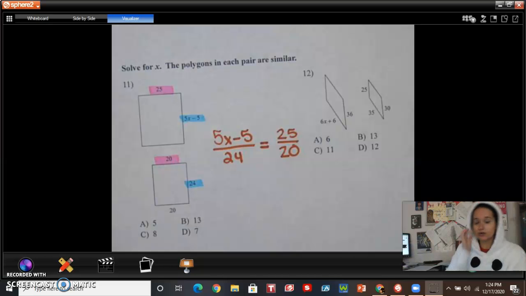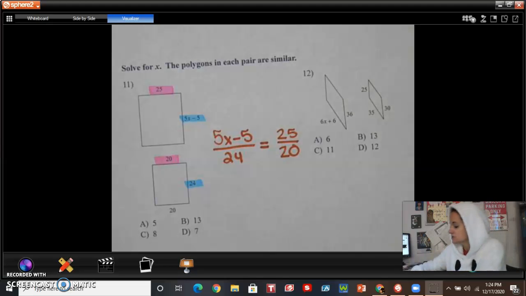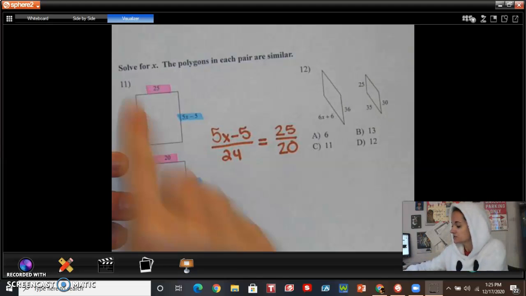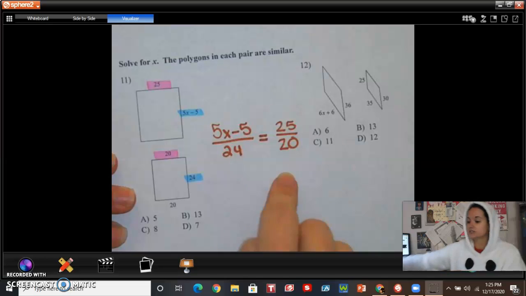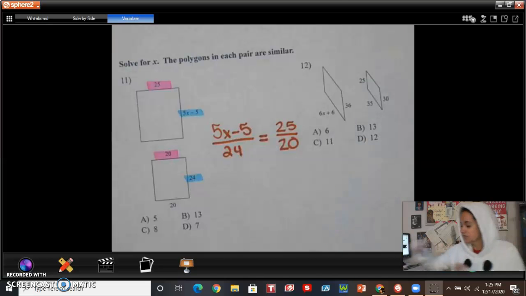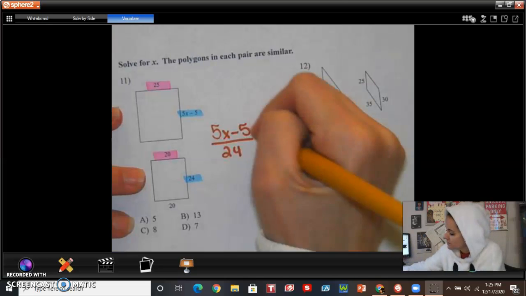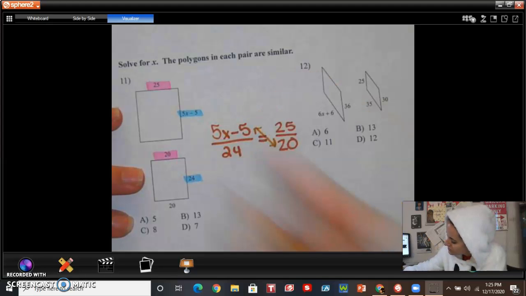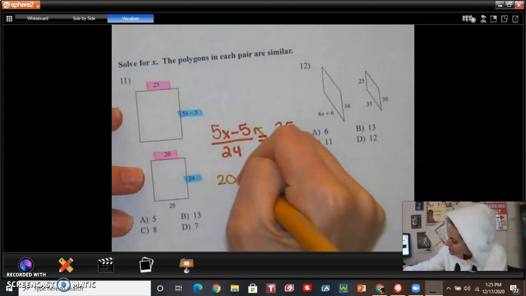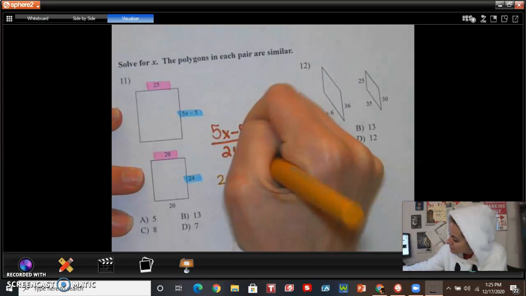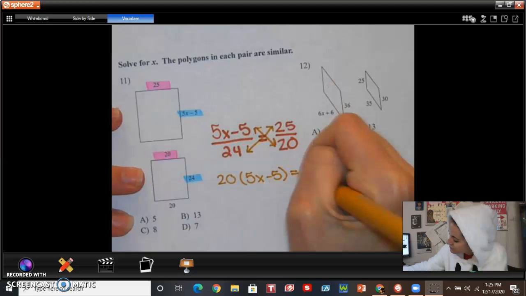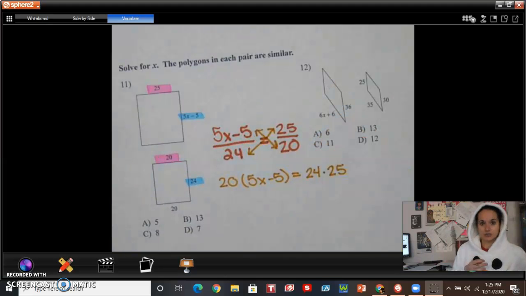Again, it's really important for you to get all the same figure on the top and all the same figure on the bottom. So this is our top figure. It is on top. All of these are together on the bottom. The corresponding ones match up. And then we solve it, again, using cross multiplication. So I'm going to multiply 20 times 5x minus 5 equals 24 times 25. All right, got a little bit of extra algebra going on in here.